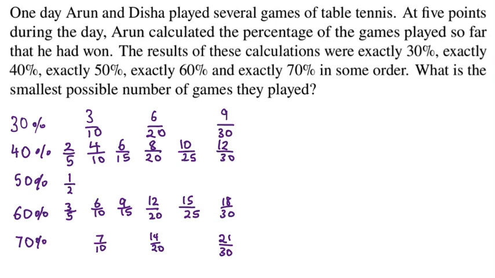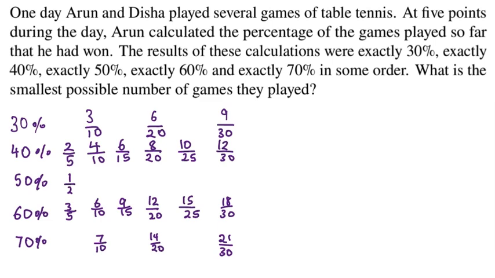Today I'm going to be going over a BMO1 problem. So we're given precise percentages here: 30, 40, 50, 60 and 70%. So I converted them all into fractions. And you can see here I've either scaled them down or scaled them up. There's a reason why I've done this.